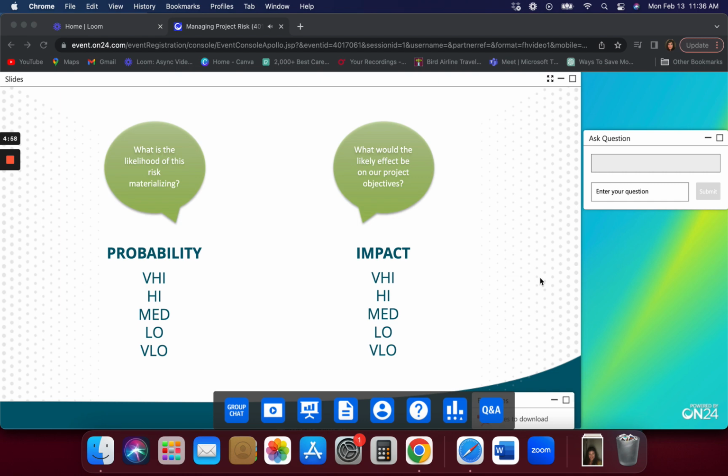But if it were to happen, it would be a medium, and you might say, I actually think that the probability is very high, but if it were to happen, it would be low. Now, how do we resolve this debate? On two things. One is, how do we resolve this debate for this risk, and how do we make sure that when we're having a similar discussion tomorrow, that we are consistent?